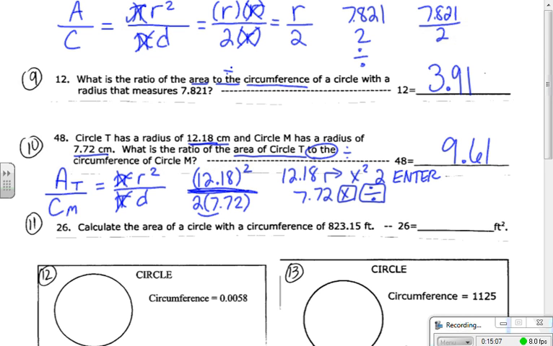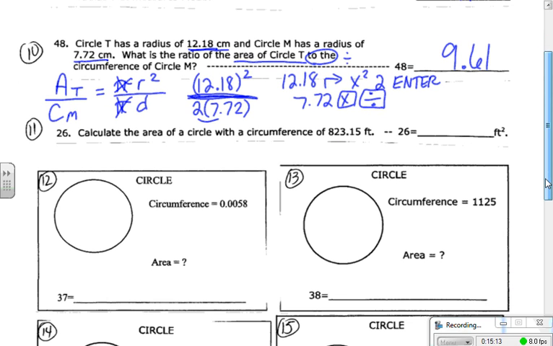Okay, number 11. Calculate the area of a circle with a circumference of 823.15 feet. So we want to find area, and we're given the circumference. So to find the area, we need the radius. So we're going to have to work backwards from the circumference to get the radius, and then plug that into our area formula. So circumference is pi times the diameter, which is going to be pi times 2r.